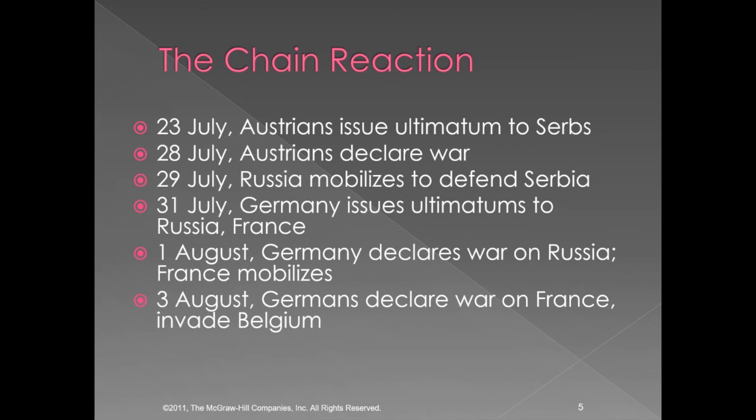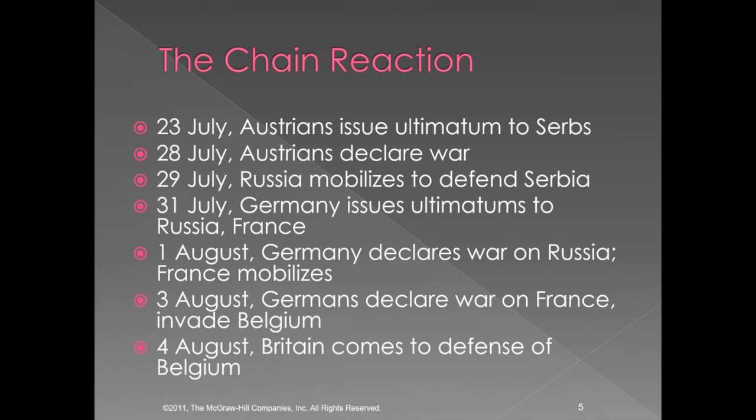But Belgium is neutral, right? So then Belgium calls on its good buddy, Britain, and says, yo, these people just marched through me, and I didn't do nothing to them, and you're my friend. Come help me out. So August 4th, Britain comes to the defense of Belgium and declares war on Germany and Austria-Hungary. So in the span of 2 weeks, all these European nations are at war.